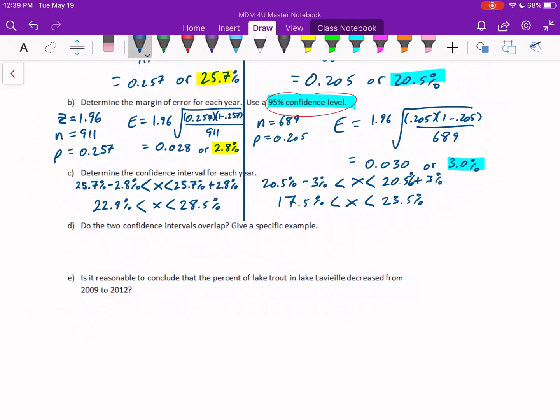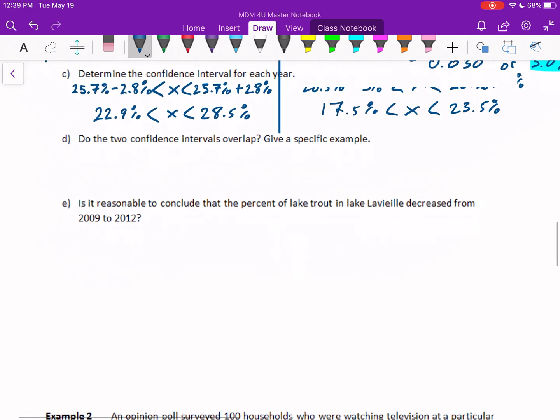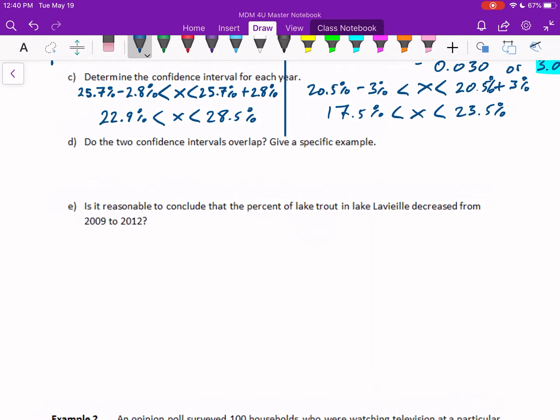Okay, so it's a different interval, different year. What happened? Did the trout change? I don't know. It's possible. First, let's look at, do the two confidence intervals overlap? Well, let's just draw a line to represent 2012. Let's draw another line to represent, sorry, this should have been 2009, this one should have been. And then this one's 2012.